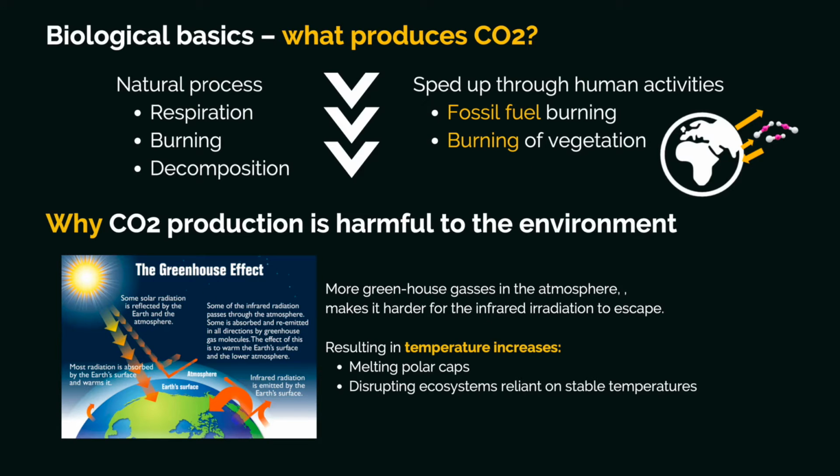Next, looking at the biological basics of how it is produced. Carbon dioxide is produced in 2 ways, naturally and then it's sped up through human activities. On the natural side, it's produced by processes like respiration, burning, bursting of volcanoes and decomposition. These types of activities are sped up through human activity through the burning of fossil fuels and the burning of vegetation. So the question begs, why is production harmful to the environment?